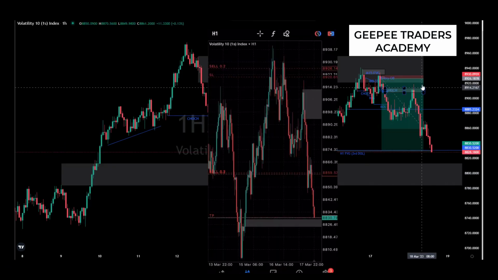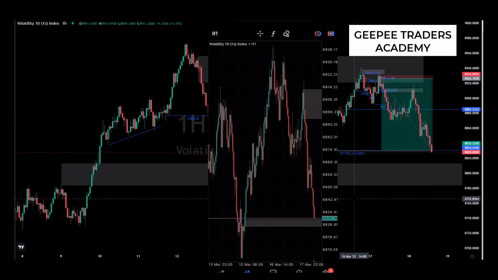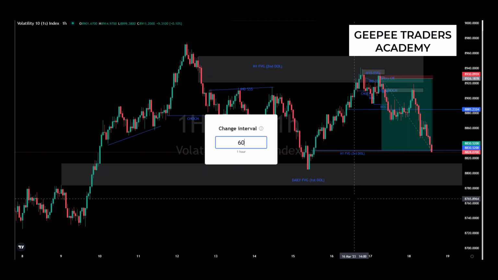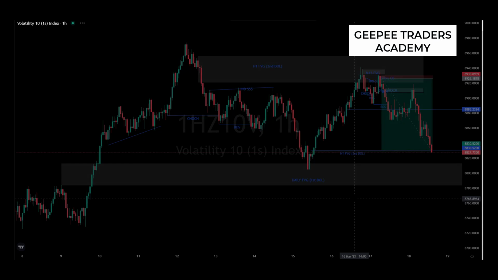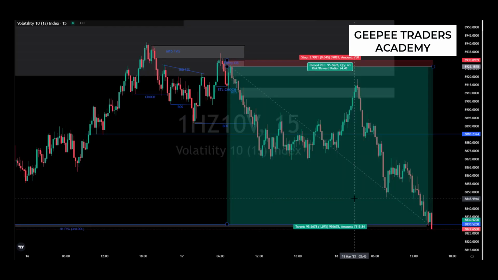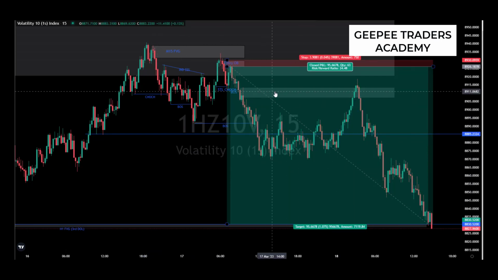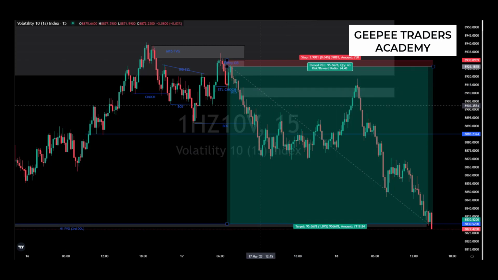So here we are, guys. We just smashed our goddamn take profits. So I'm gonna show you guys what we missed. So here's what happened live. I outlined this fair value gap previously. It's an M5 fair value gap.